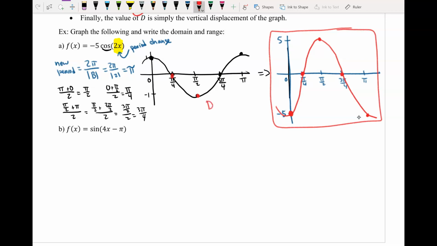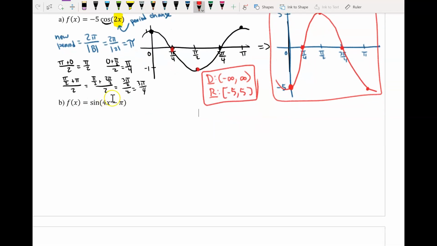So my domain would still be negative infinity to positive infinity. But my range in this case is going to be different because I had to change an amplitude. So this is going to be from -5 all the way to 5, both of them included. There was no vertical displacement. All right. Now let's go ahead and do this guy.